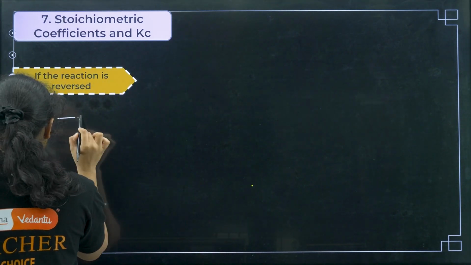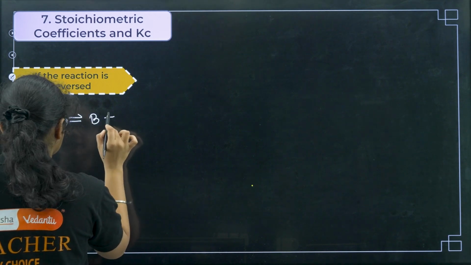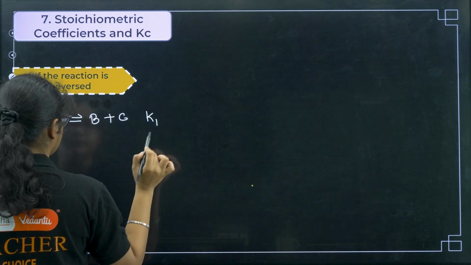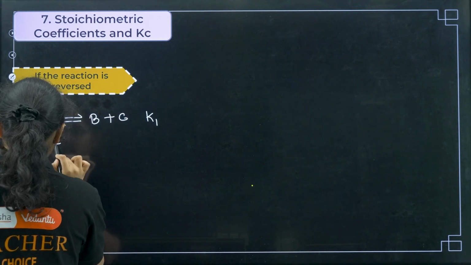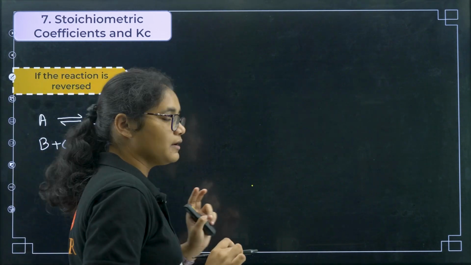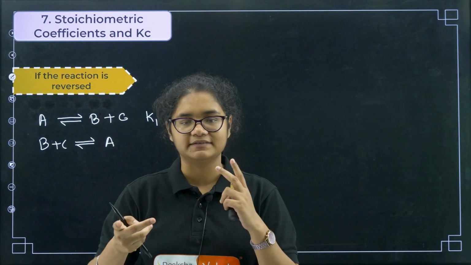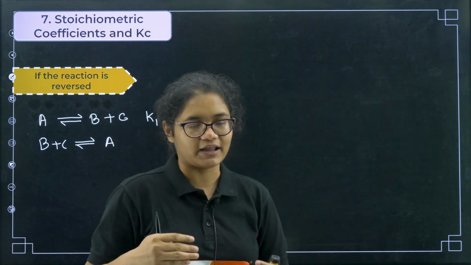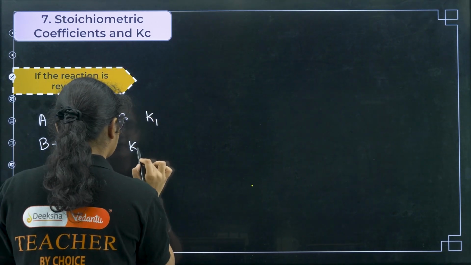If you have A giving you B plus C, and its K value is K1, and if you have B plus C giving you A, then what you have done exactly is you have reversed this reaction, right? B plus C has changed to A, just reversing of the reaction. In that case, what will be the K dash value?